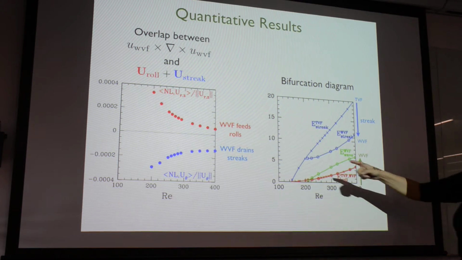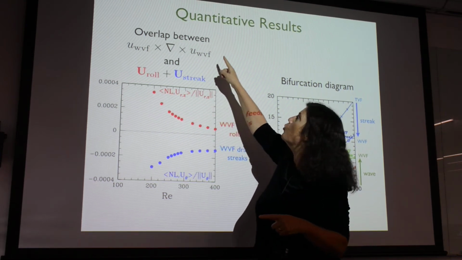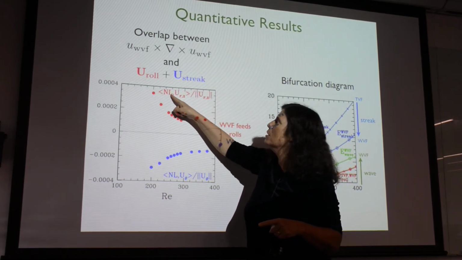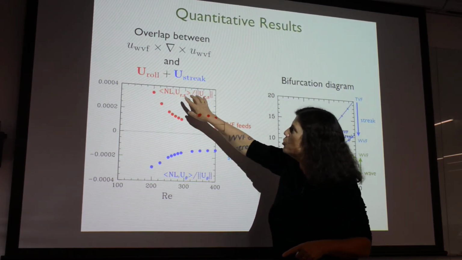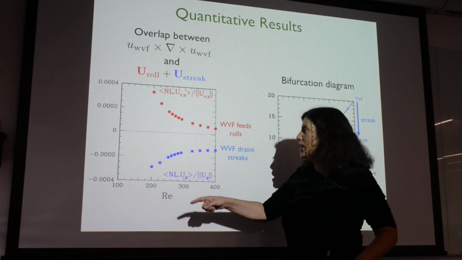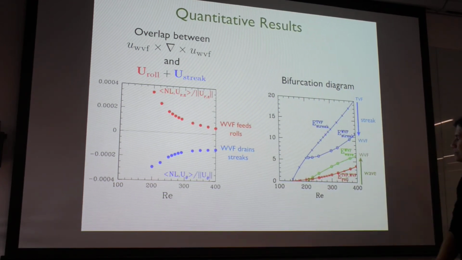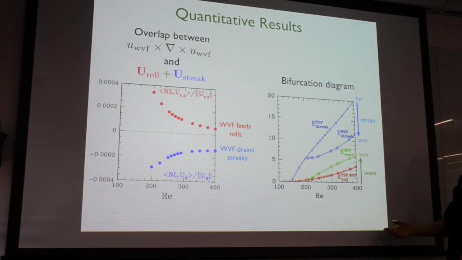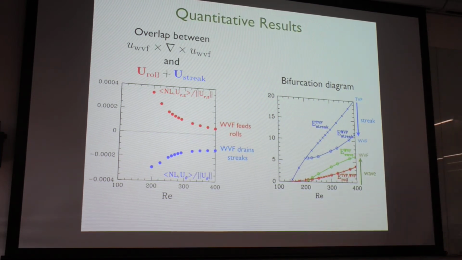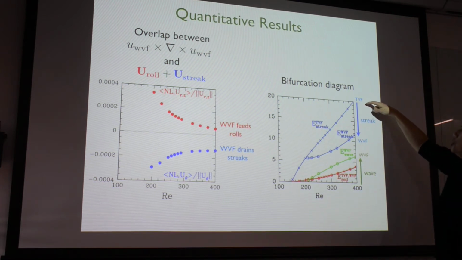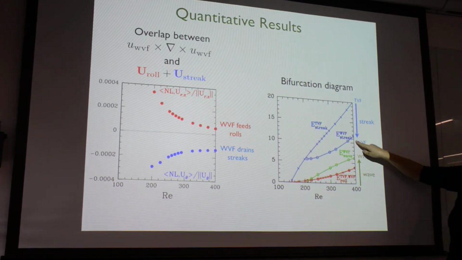Yeah, it drains the streaks and feeds the rolls, meaning we actually measured the nonlinear term based on the wavy vortex flow eigenfunction. We projected it onto the rolls and the streaks. Here's the rolls, because they're in the r-z direction, and this is the streaks, because they're in the theta direction. And that's the picture that we found. And then we made a bifurcation diagram where we looked at the energy in the streaks and in the rolls, and we saw basically the same kind of thing, that the wavy vortex flow drains the streaks. It takes from the Taylor vortices, drains the streaks.